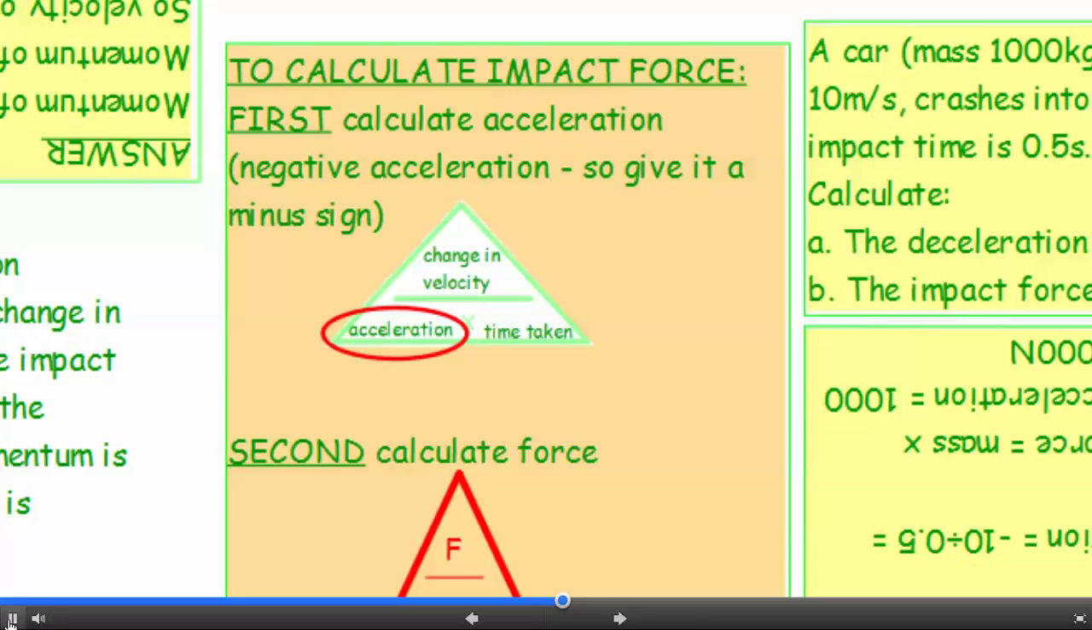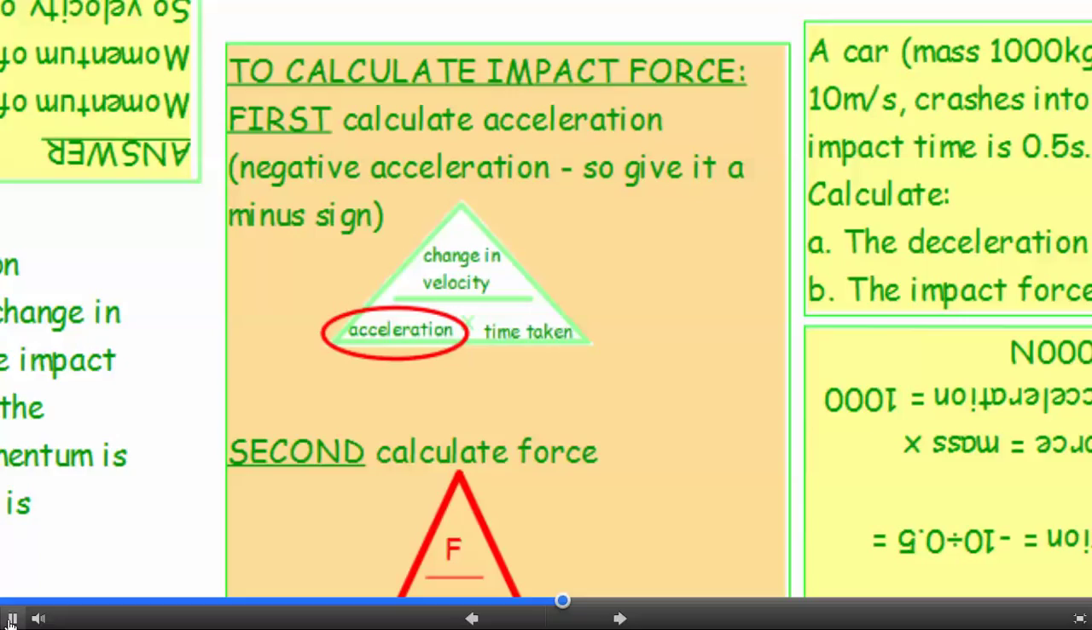So how do you calculate the impact force? Now, this again has to be done in two stages. Firstly, you have to calculate the acceleration. Now this is going to be negative acceleration because it's colliding vehicles, they're going to be stopping. So don't forget to give it a minus sign. So remember this triangle, the change in velocity over acceleration times time taken. What we're after is the acceleration, and it's going to be a negative sign.